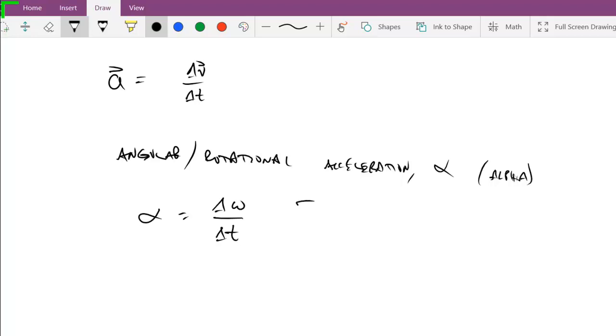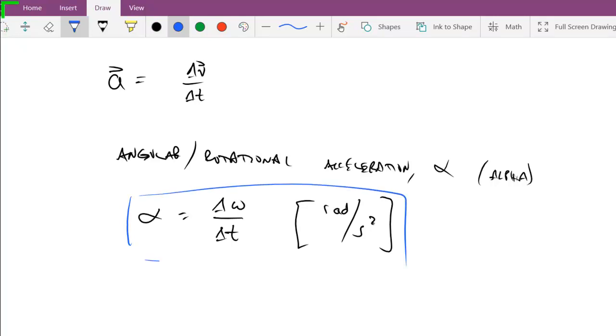And the units for this, we have omegas in radians per second. Time is still in seconds, so this is radians per second squared. Or we could have other kind of interesting units like revolutions per minute squared or degrees per second squared or something. But what we need to use is radians per second squared, and this will be important in later videos.